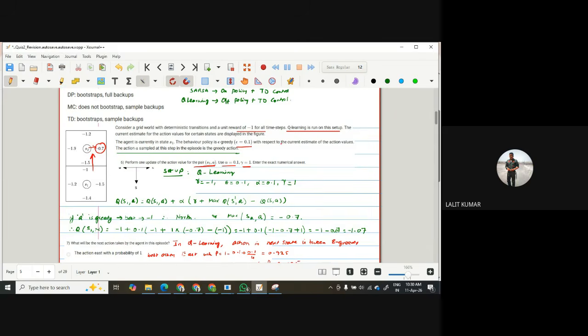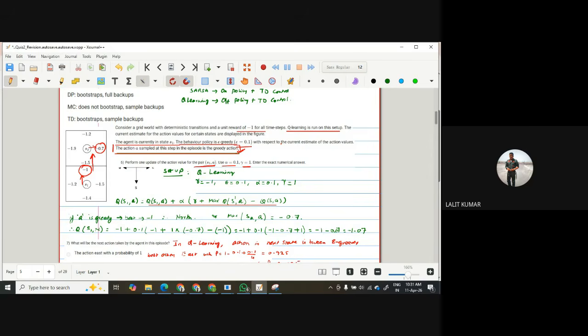Now, they have also given that the action A sampled at this step in the episode is the greedy action. It means that from S1, I'm taking the best action. So I'm taking this action. Otherwise, in Q learning, it is done by epsilon greedy. But we have to read the question. We are taking a greedy action. So we reach S2, and there we take the max. So we have to apply the formula.